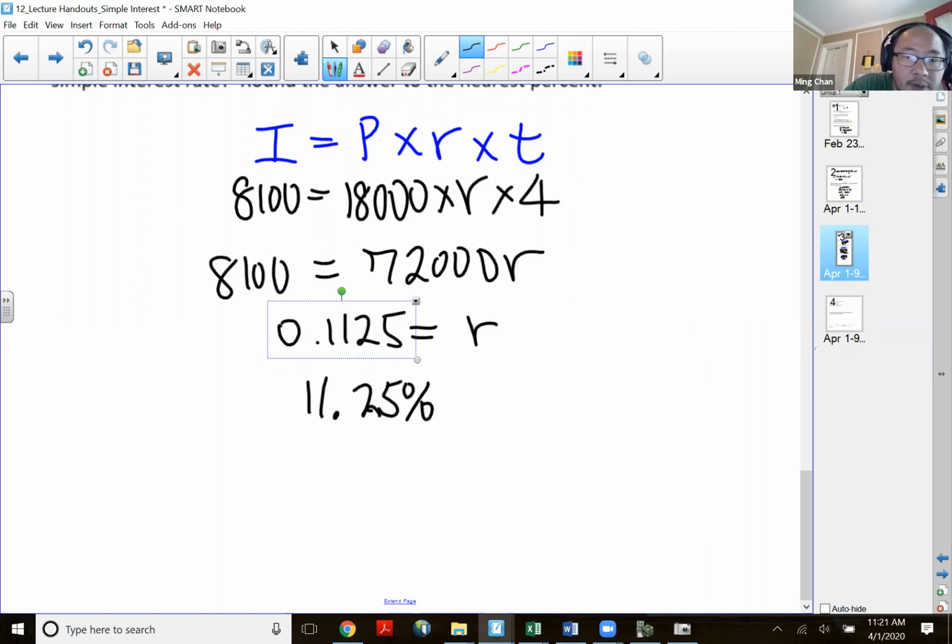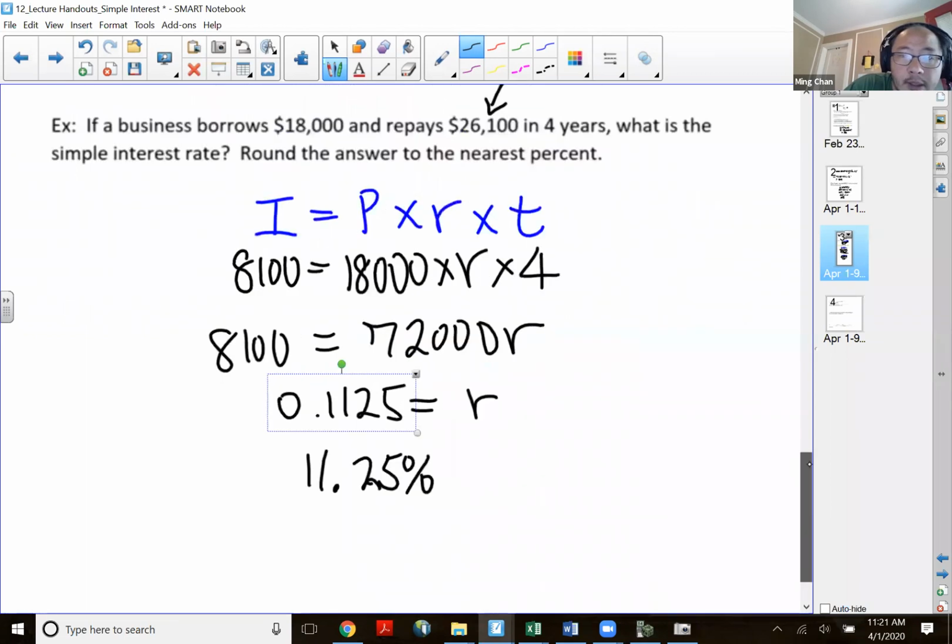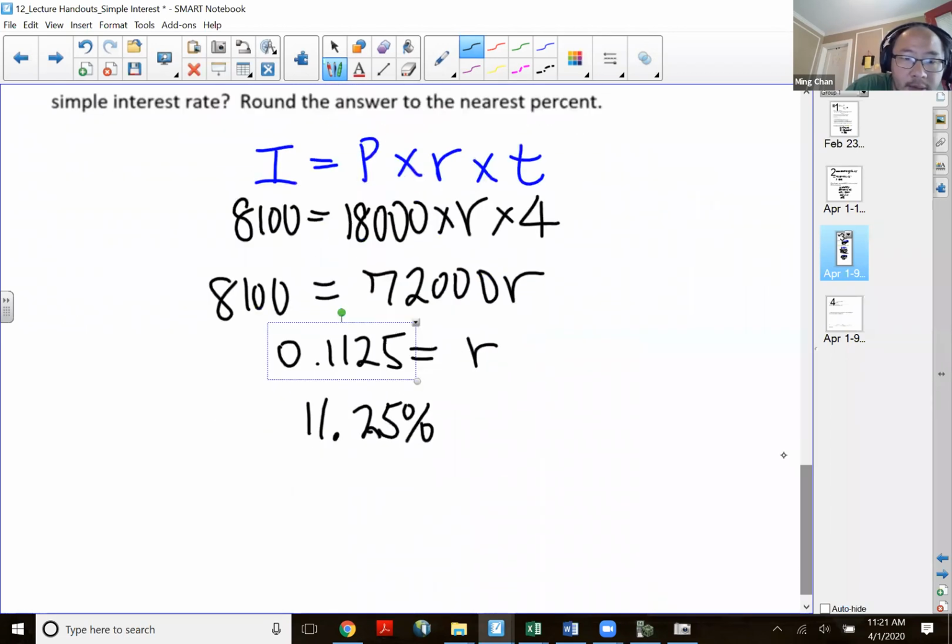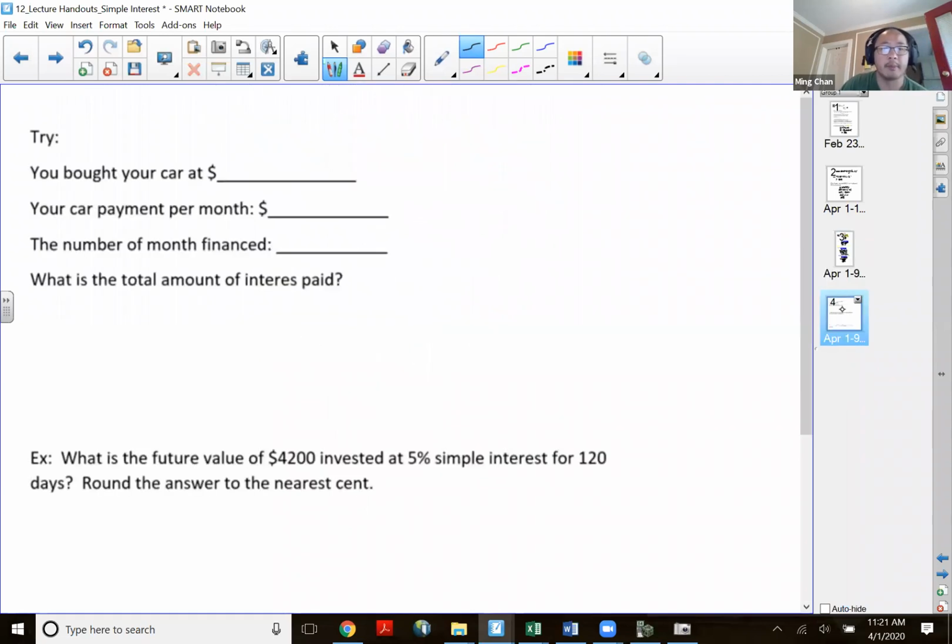So if I round to the nearest, this question is to round the answer to the nearest percent, so that would be about 11%, okay? There we go.